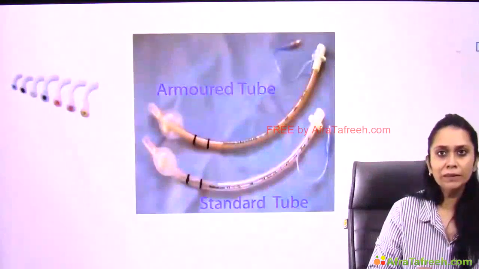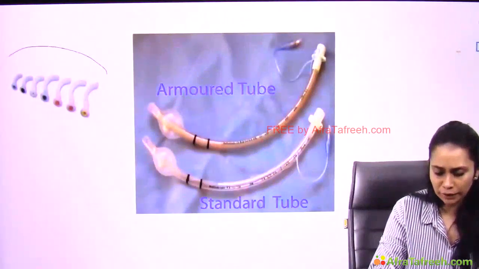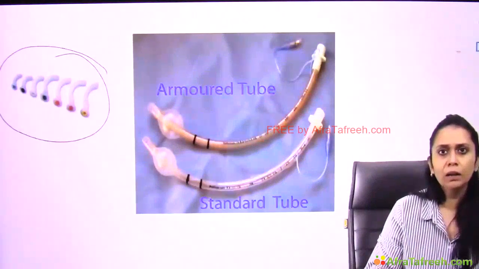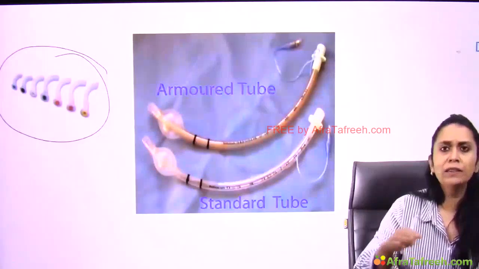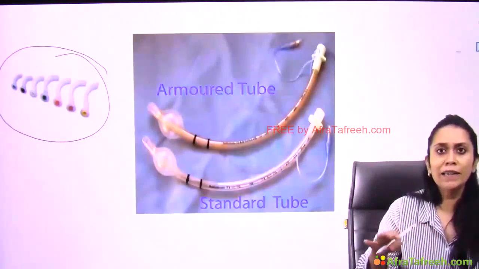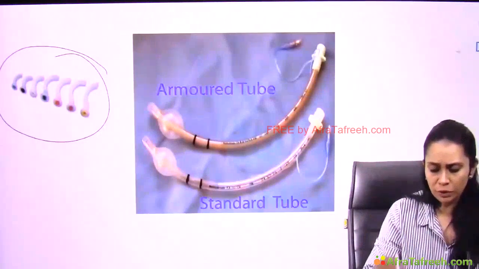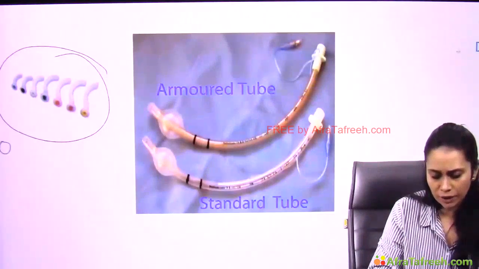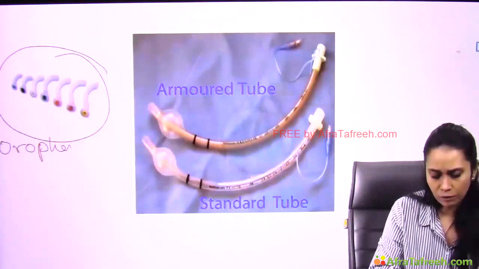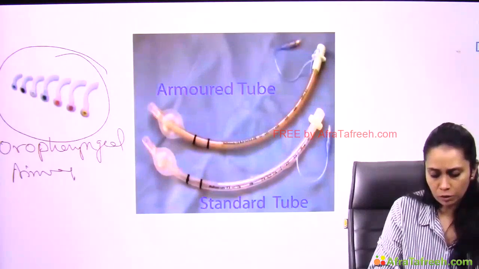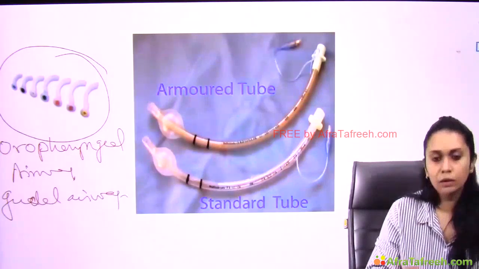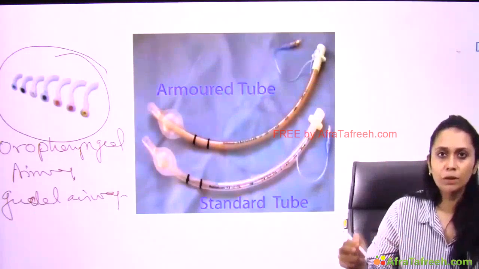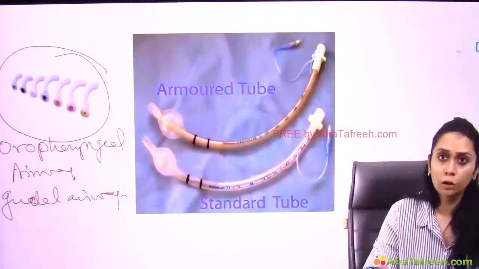Now, these are airways of our patient. This is the Guedel airway, which is used if there is a tongue fall and any respiratory obstruction. So we use this oropharyngeal airway, or Guedel airway. This is used in airway obstruction to lift the tongue away from our glottis.